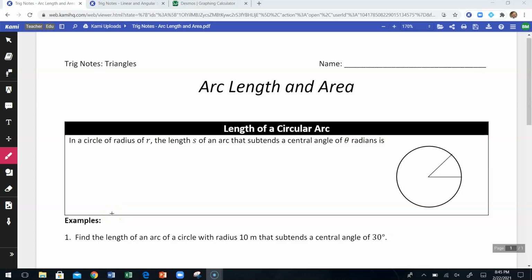All right, in this video we're going to look at a couple of different things, one being arc length and the other being area, and specifically sector area. So, the length of a circular arc.